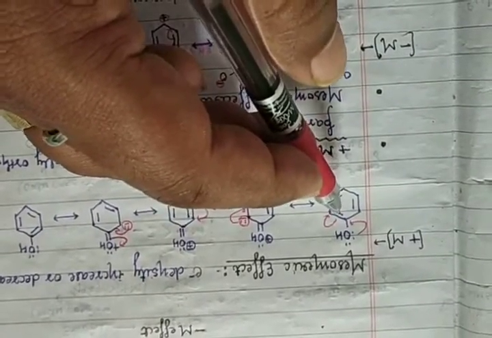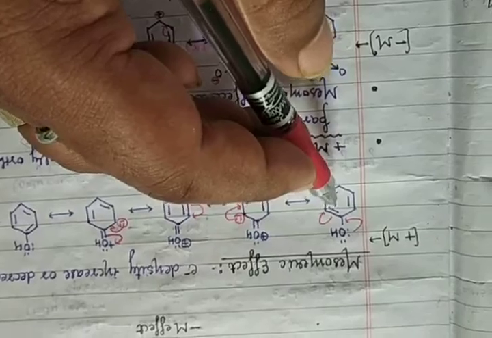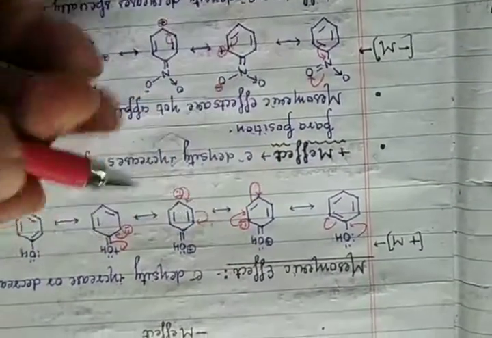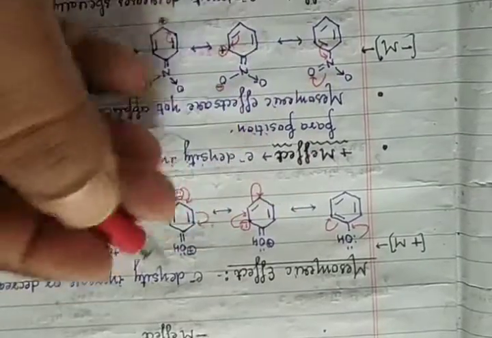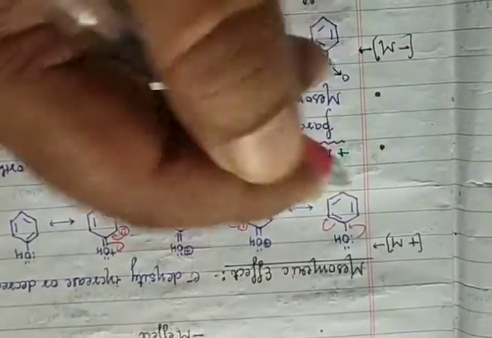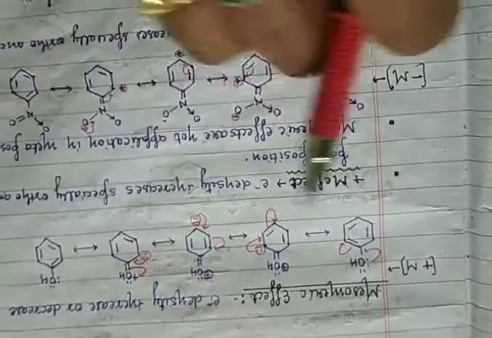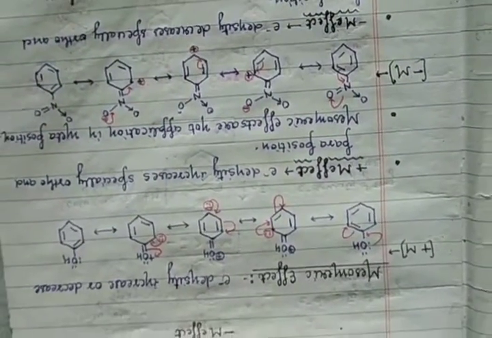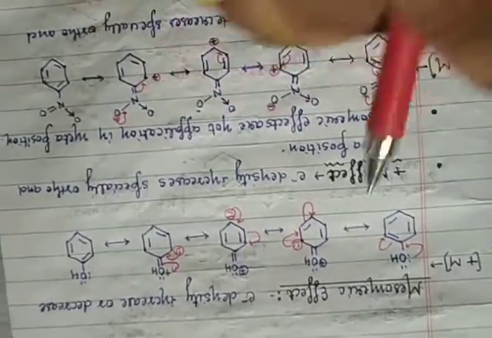Look, there's a difference. In this case, there's a pi bond, and there's a difference. So this is the main resonance effect, and it is explained by Kekulé. Okay, the resonance structure is explained by Kekulé. Kekulé is a scientist's name.